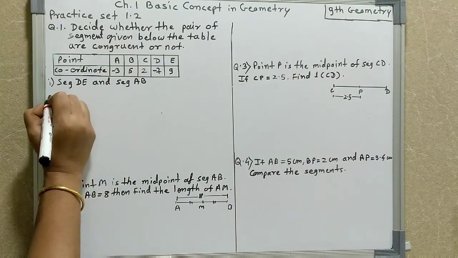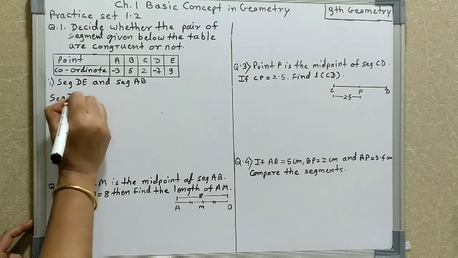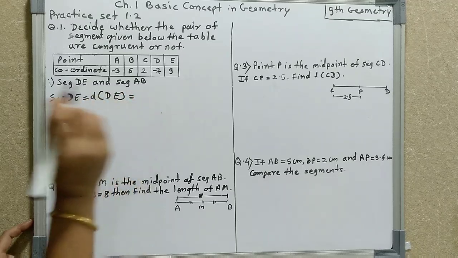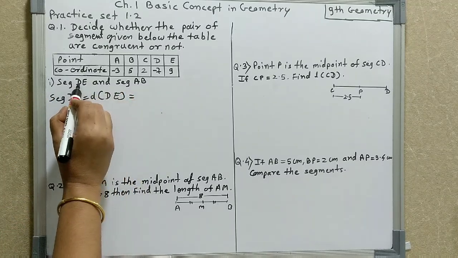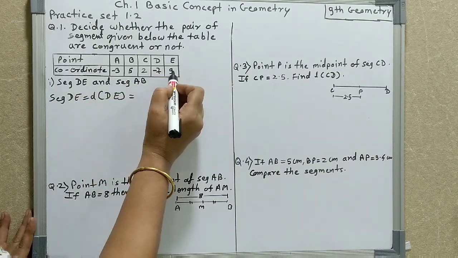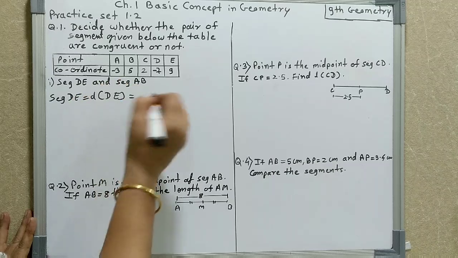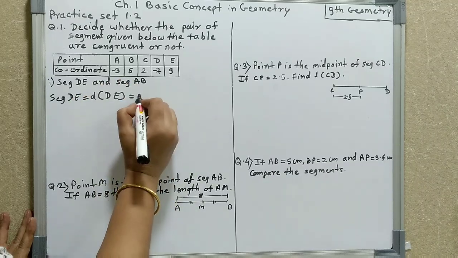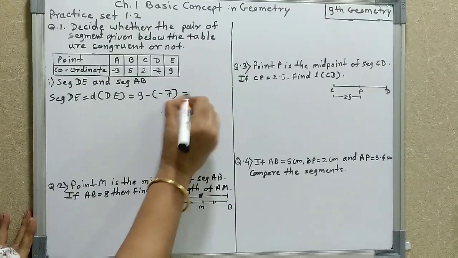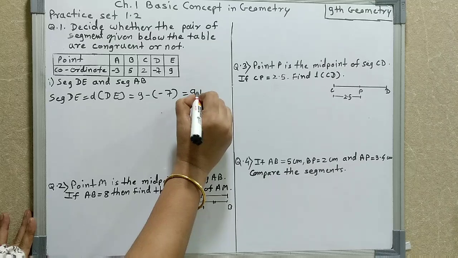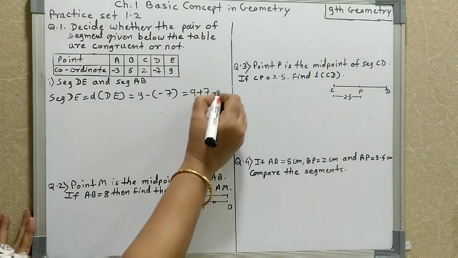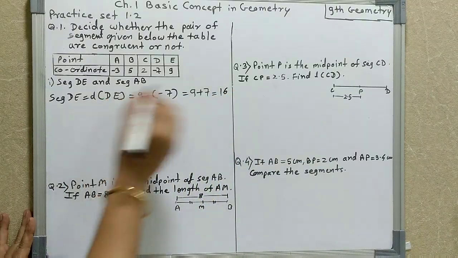Now first we find out the segment DE distance. So distance DE is equal to, now here the coordinate of D is -7 and coordinate of E is 9. So which is the greater? 9 is greater. So greater number minus the smaller number. So 9 minus -7, minus minus becomes plus. So what is the addition? 9 plus 7 is equal to 16. So distance DE is 16.